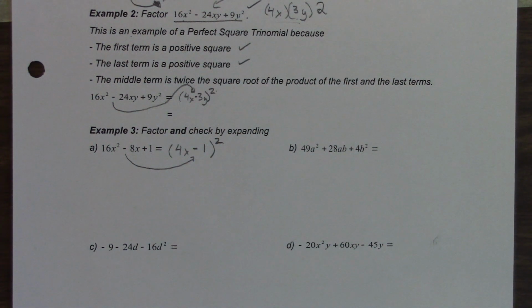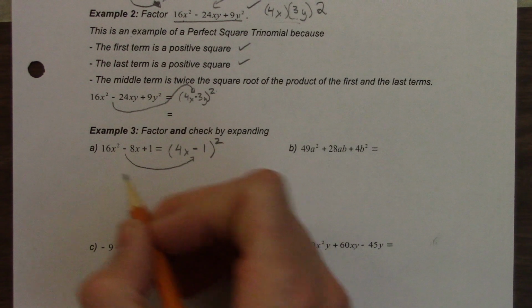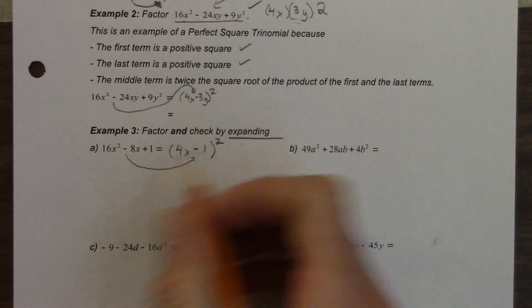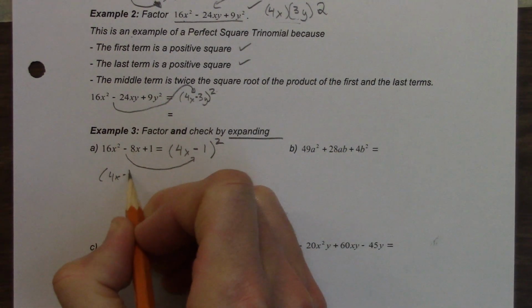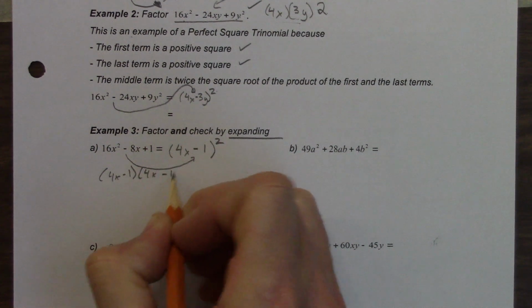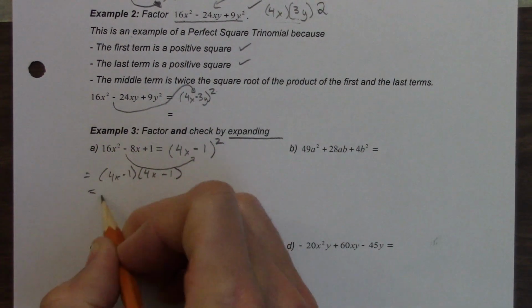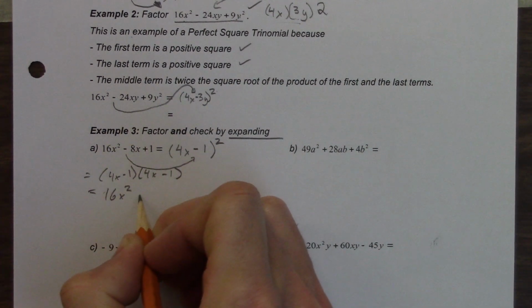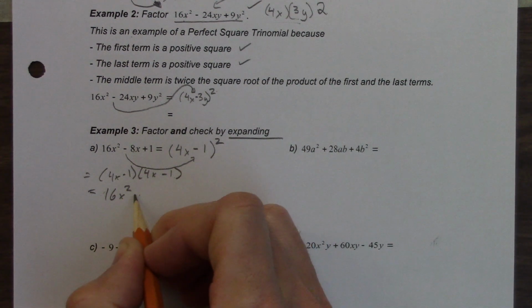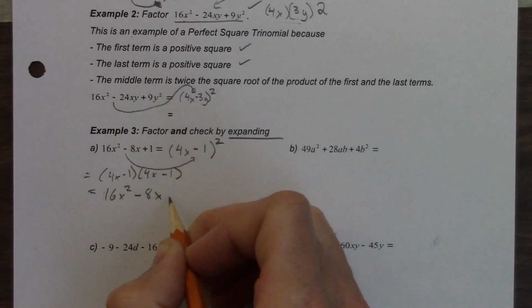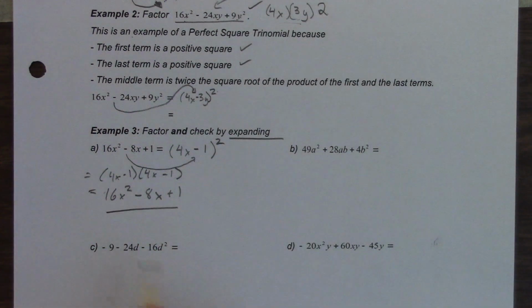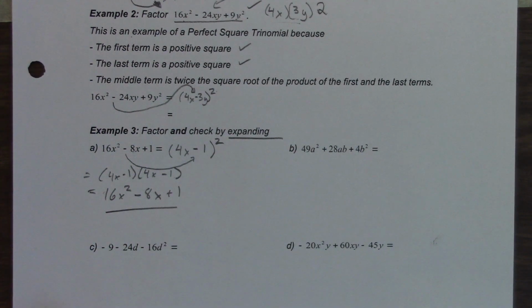Super fast, super easy. Now if we want to, it says to check by expanding. So we have to FOIL this, right? That's how we check, by expanding. So we're going to do 16x squared, minus 4x minus 4x is minus 8x, and then plus 1. There we go. Same as the answer.